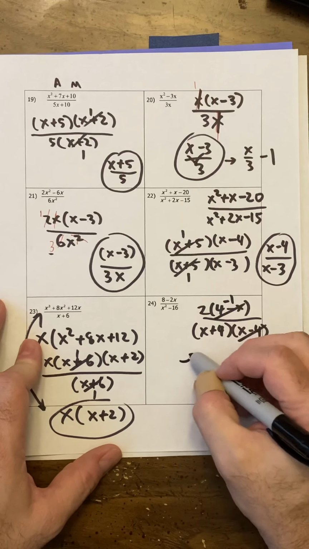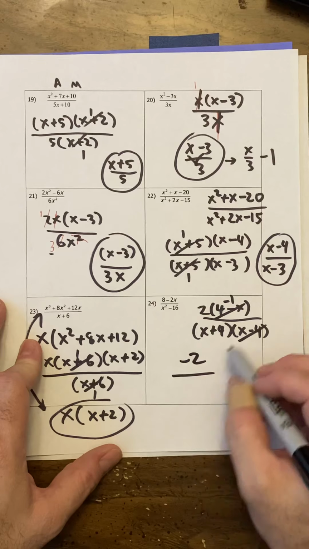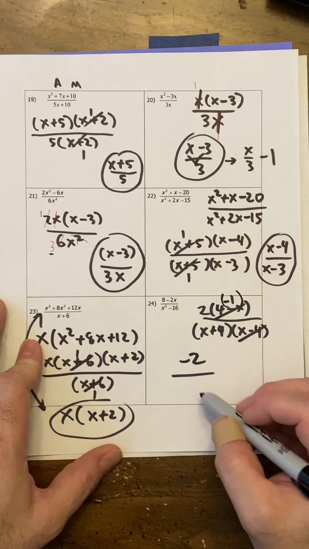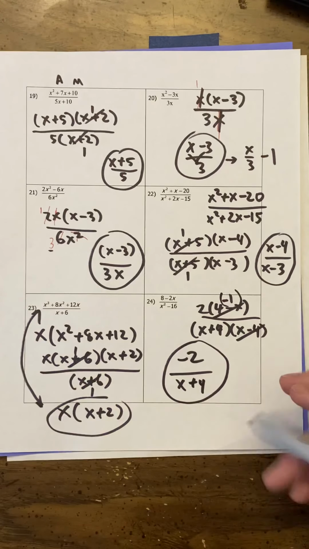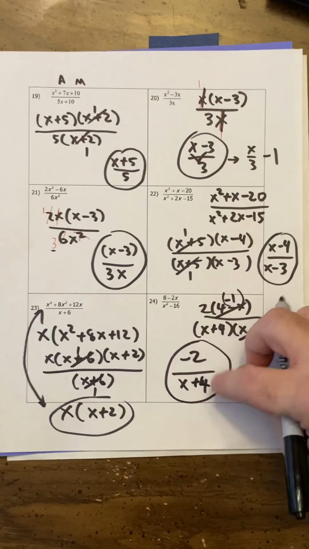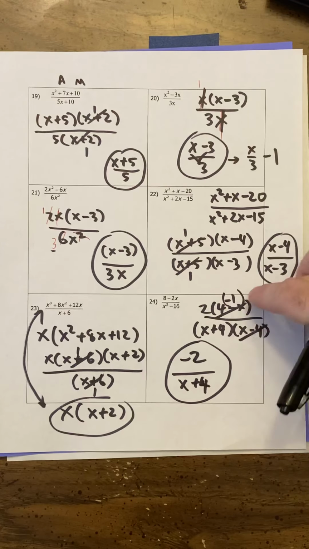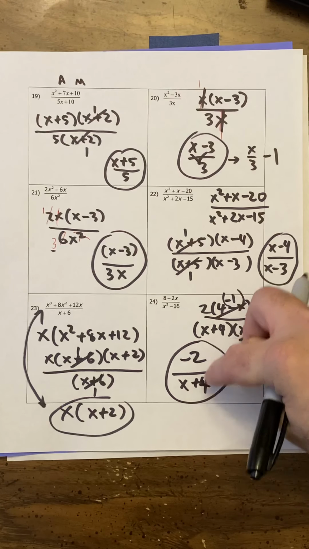So what do we got? 2 times negative 1 is negative 2. The bottom is not going to be affected. The negative is on top here. So it's going to have an x plus 4 on the bottom. So it's going to be negative 2 over x plus 4. Now, if you hadn't known that, and you just crossed these out, you would have gotten positive 2 over x plus 4.